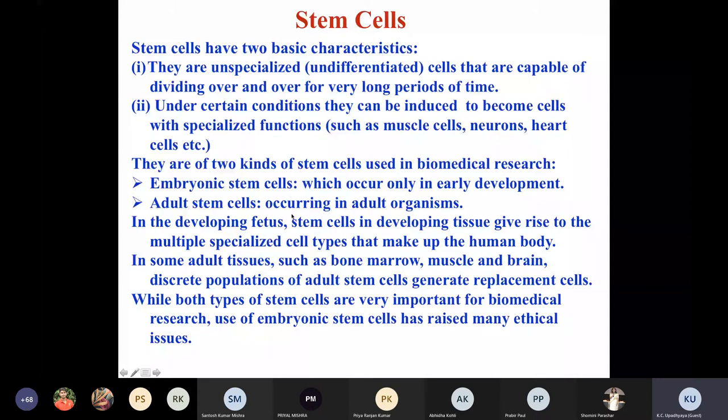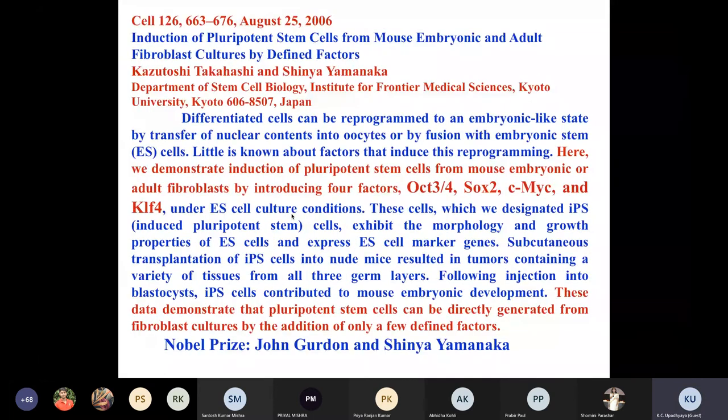So the basic important discovery was made in a classic paper in 2006 by Yamanaka's lab at the Institute for Frontier Medical Sciences, Kyoto University. That is the lab where Mello went to in Japan. He visited this lab.